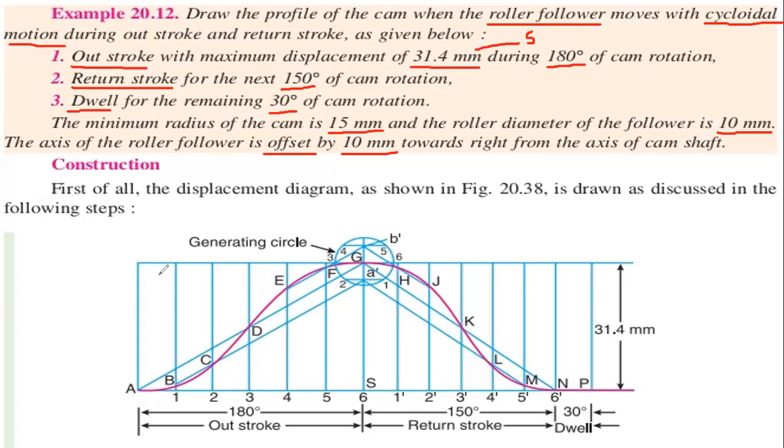When you are drawing it in the notebook, you can take 1 centimeter equal to 20 degrees or any other scale, depending on the drawing. Here I am taking 1 centimeter equal to 10 degrees, and the total 36 centimeters is taken for the line, and the height is 31.4 mm. Thereby we construct a rectangle.